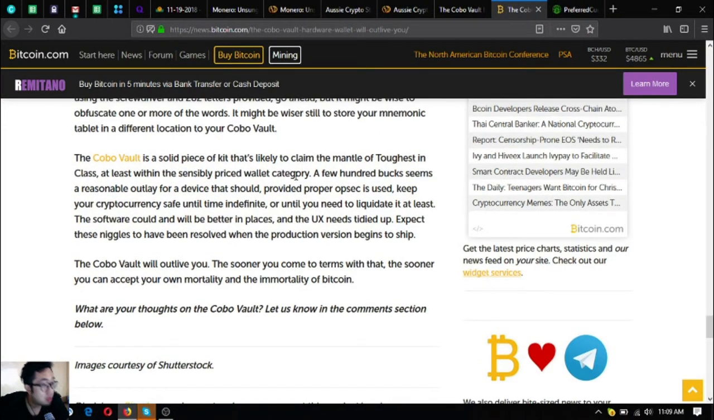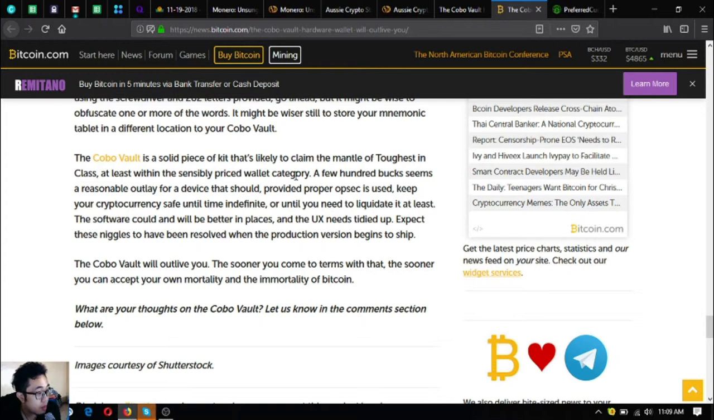So the Cobalt is a solid piece of kit that's likely to claim the mantle of toughest in class, at least within the sensibly priced wallet category. A few $100 seems a reasonable outlay for a device that should, provided proper OPSEC is used, keep your cryptocurrency safe until time indefinite, or until you need to liquidate it at least. The software could and will be better in places, and the UX needs tidying up. Expect these niggles to have been resolved when the production version begins to ship.